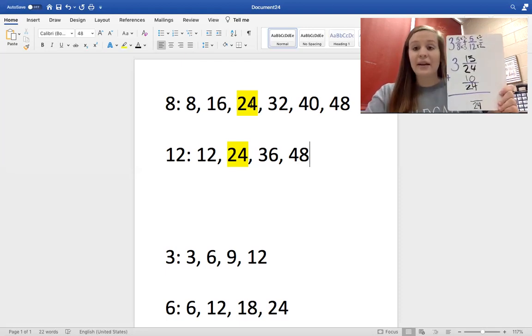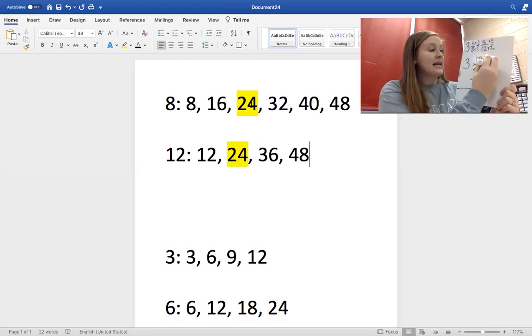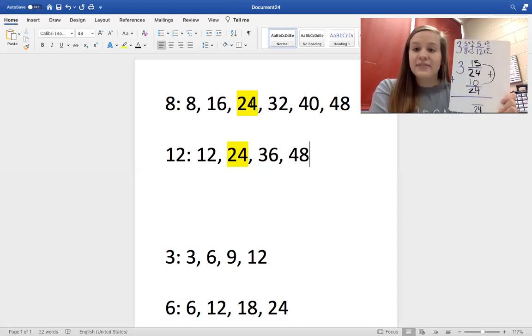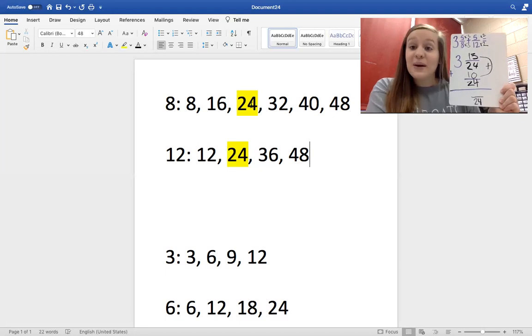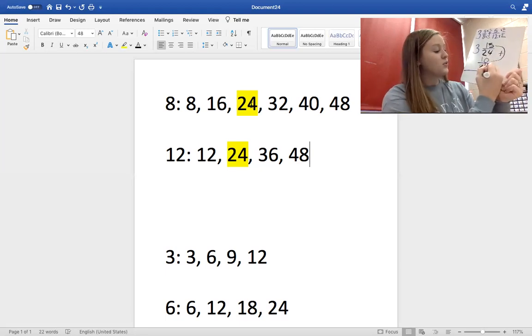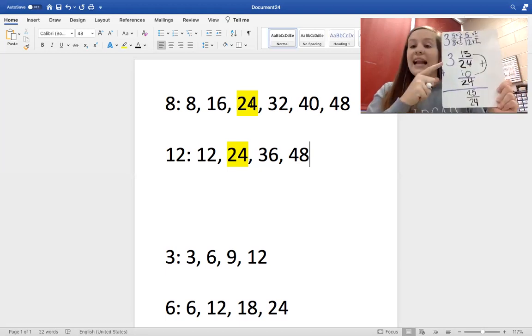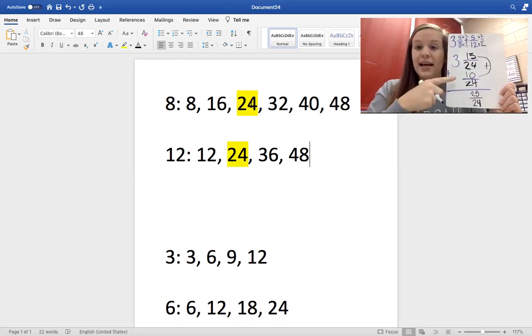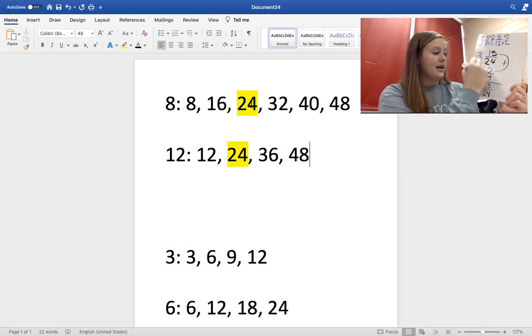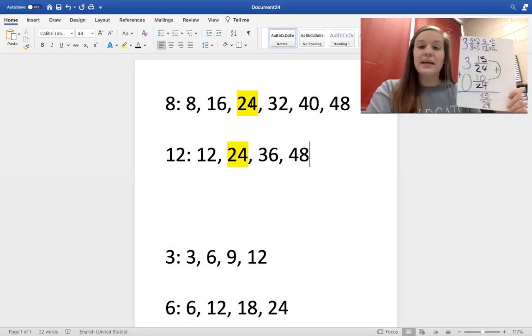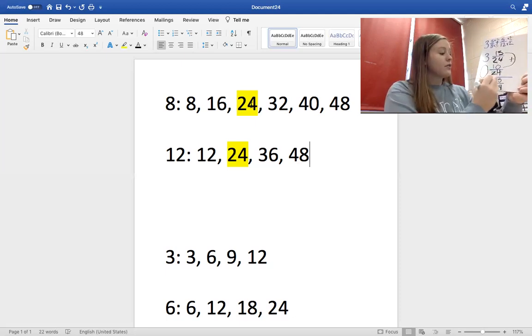Then I'm going to add my numerators. 15 plus 10. What is 15 plus 10? 25. Great job, guys. So 25 is my numerator. And then I add my whole numbers. 3 plus, this one didn't have a whole number, so this I could fill in a 0 if it helps. 3 plus 0 is 3.